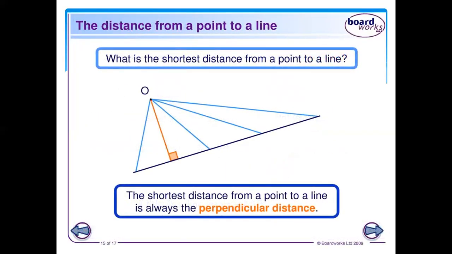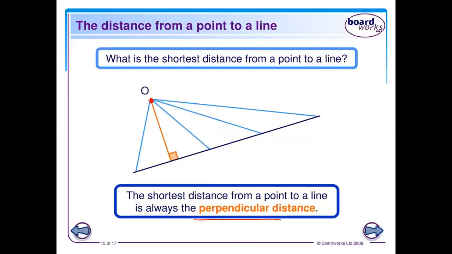We said yesterday that in order to find the distance from a point to a straight line, we can move from this point to this straight line in many ways. We can move like this in order to reach the line. We can move in this way, or this way, or this way. But the shortest distance, the fastest one, is this one in orange. I drew it in the orange color. Why is it the shortest distance? Because it's perpendicular.